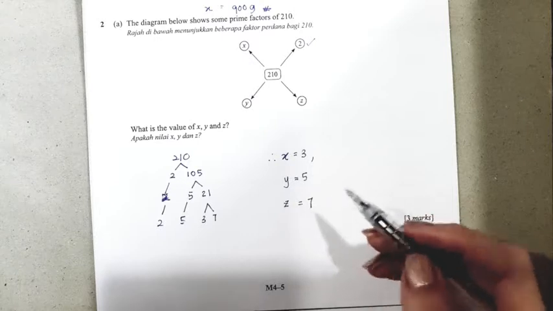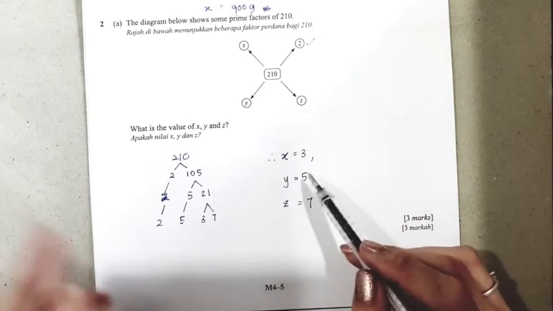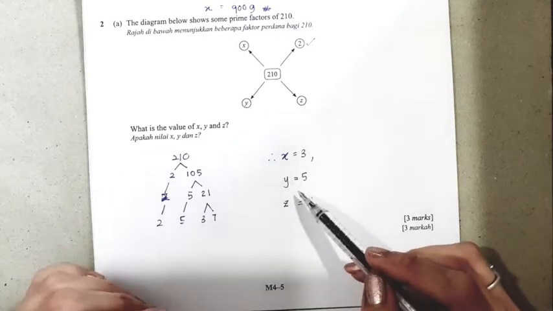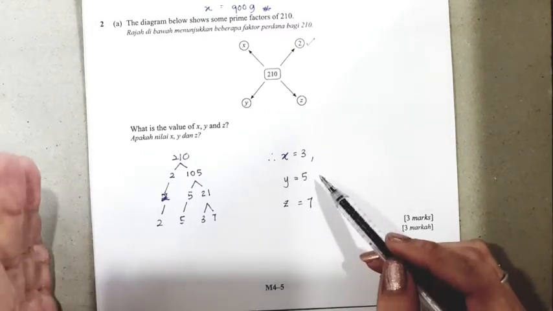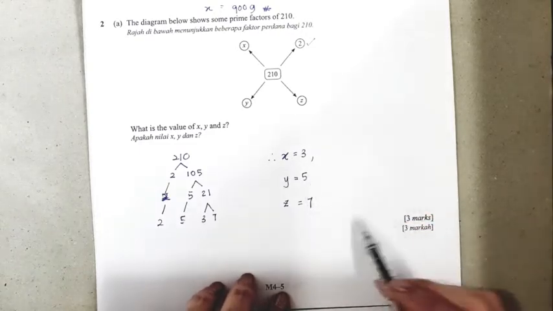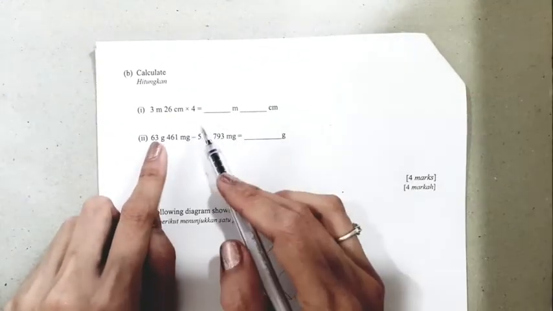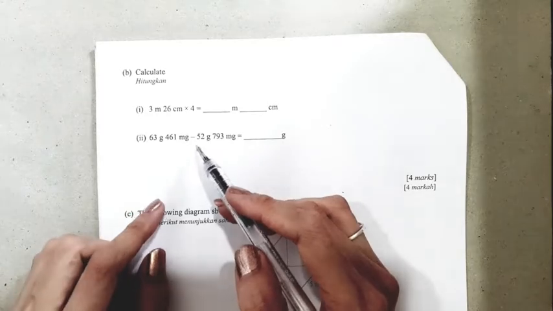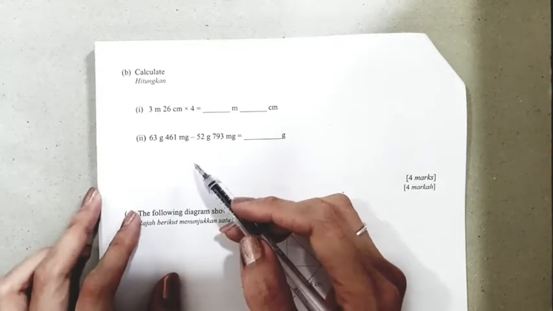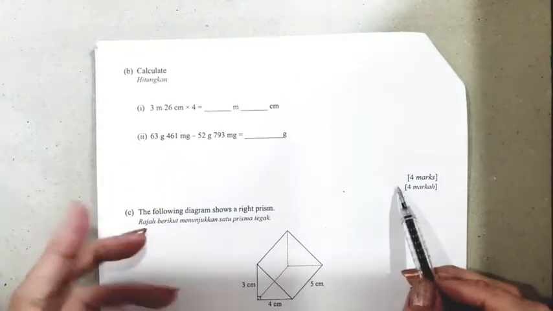Now, of course, your x, y, z can be anything, but I just have this habit to write in alphabetical order and according to the value of the number in ascending order. So 1 mark each for your unknown. So this is question 2A. Next, 2B. Now we got to calculate this, involving the conversion from one unit to another unit. So over here we need to multiply first. So 4 marks, so we got to show the working.